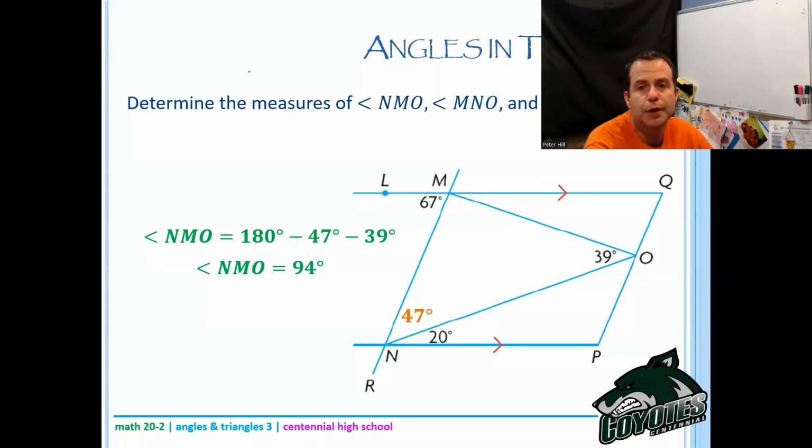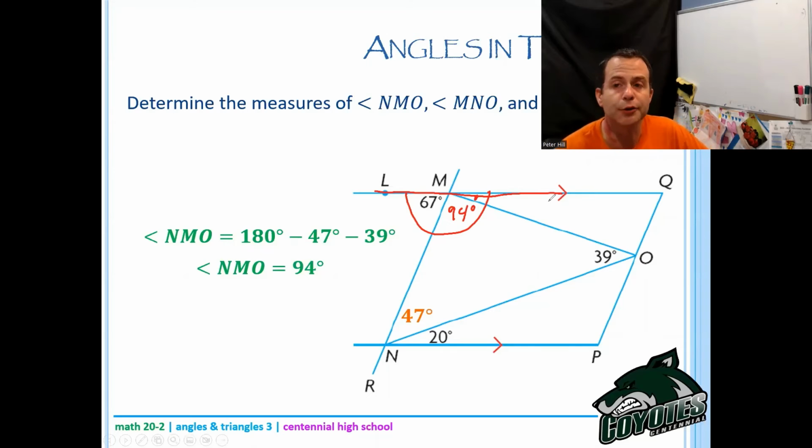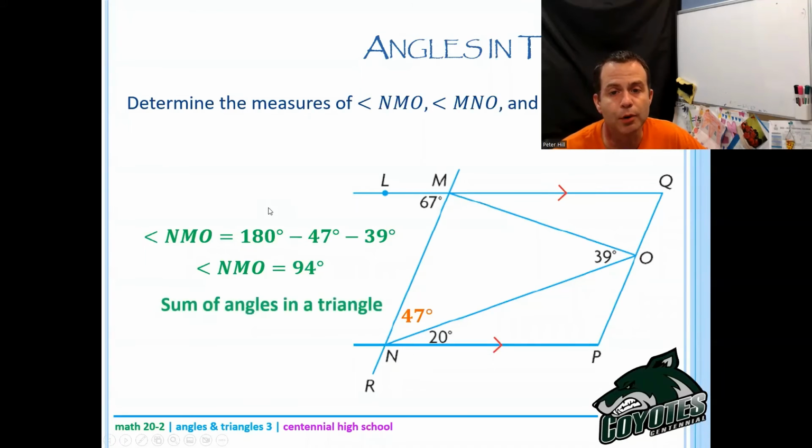Well, for QMO, I know now that this is 94, and then my eyes kind of dart to this, right? Because QMO is right there. And I say, okay, well, that forms a straight line. And I know that any straight line is 180 degrees. Okay, so that gives me enough information to figure out what angle QMO has to be.